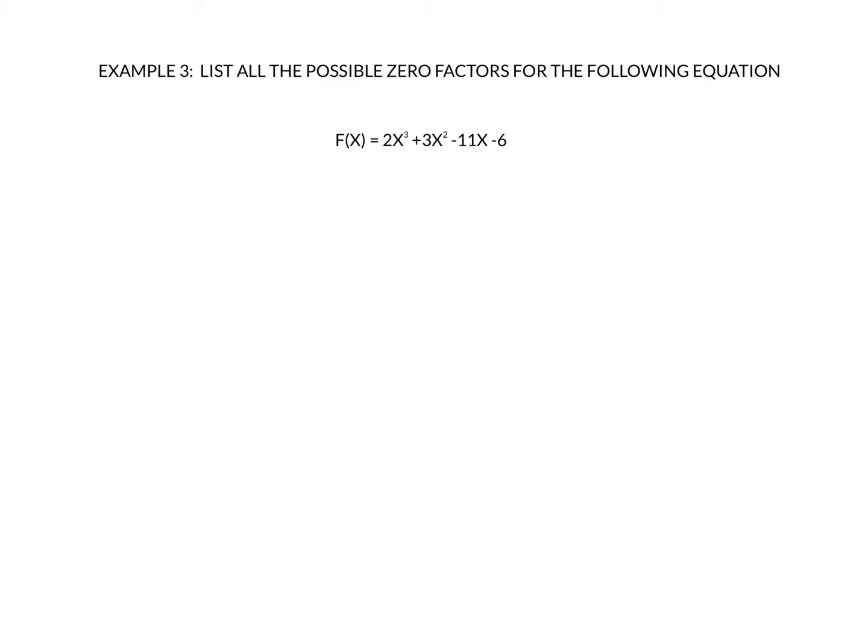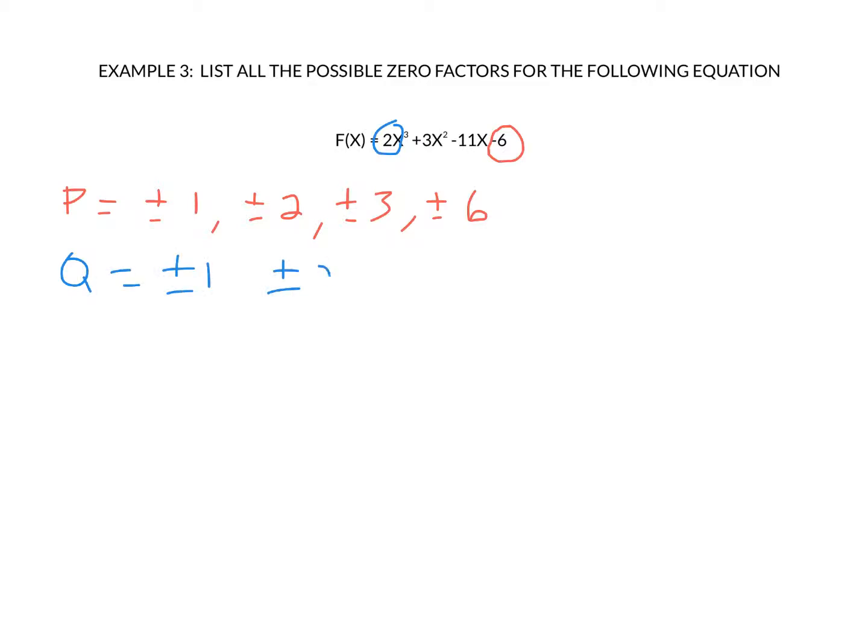All right, so it's been about a minute, so let's come back and talk about this. Now again, first thing we have to get is our P's and our Q's. So start off with our P values, the guys right in the back right here. Our P values are going to be plus or minus 1, plus or minus 2, plus or minus 3, plus or minus 6. Now our Q values in this case are going to be the multiples of 2, so Q is plus or minus 1, plus or minus 2.